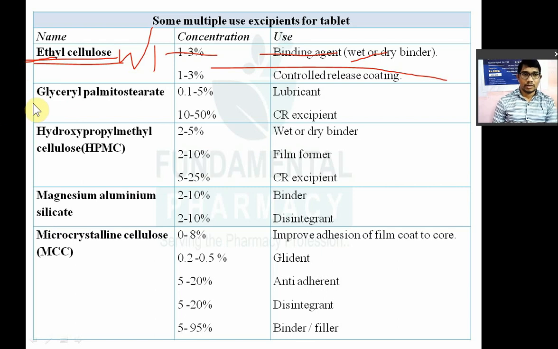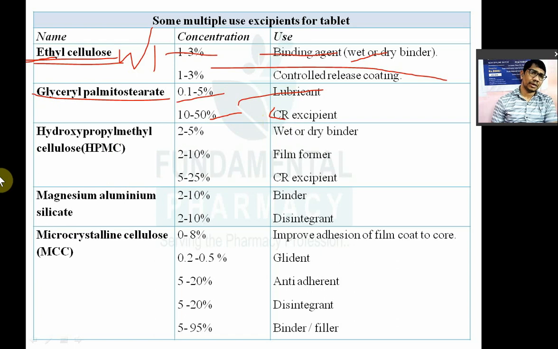Okay, now second is glyceryl palmitostearate. Glyceryl palmitostearate is an ester of glycerol with palmitic acid. What is the role? At 0.1 to 5%, it is used as a lubricating agent. At 10 to 50% concentration, it is used as a controlled release excipient, okay.